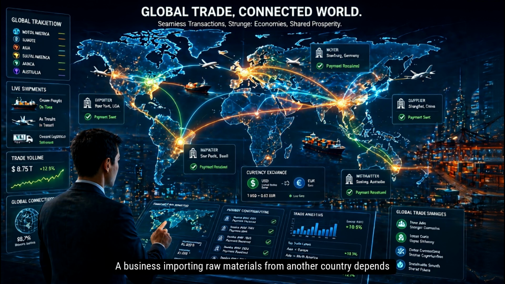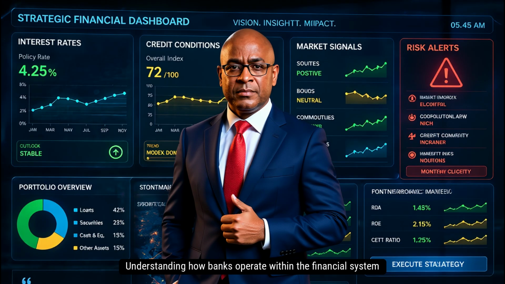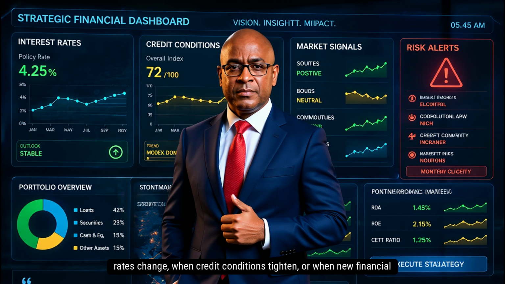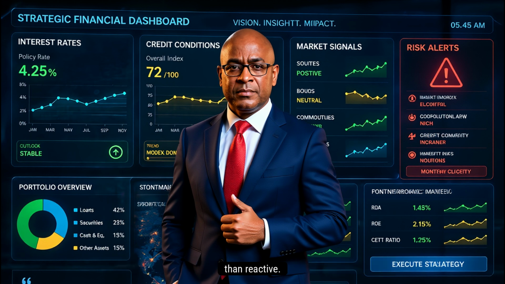A business importing raw materials from another country depends on the banking system to ensure that payments are secure and transactions are completed efficiently. For aspiring banking professionals or business owners, the practical takeaway is clear. Understanding how banks operate within the financial system allows you to anticipate opportunities and risks. When interest rates change, when credit conditions tighten, or when new financial technologies emerge, those who understand the system can respond strategically rather than reactively.